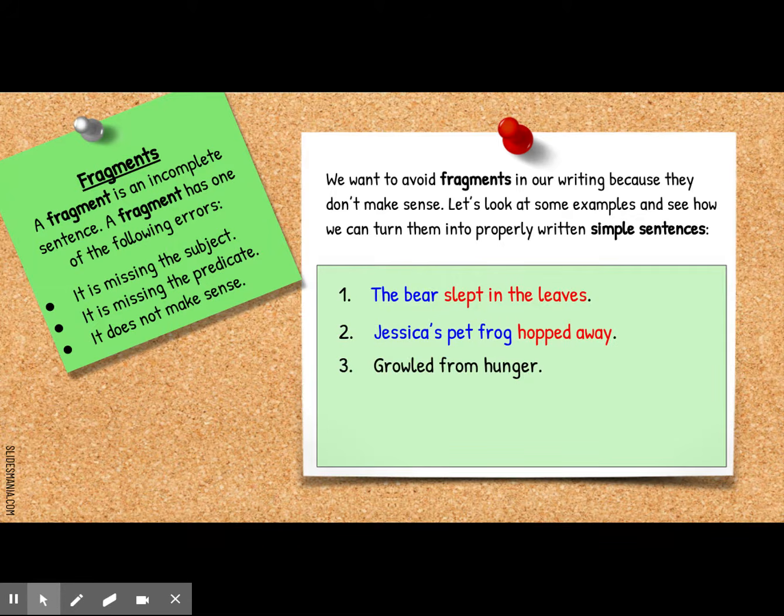Number 3, growled from hunger. In this example, we have a predicate or an action, but we're missing the subject. Who or what is growling from hunger? My stomach growled from hunger.